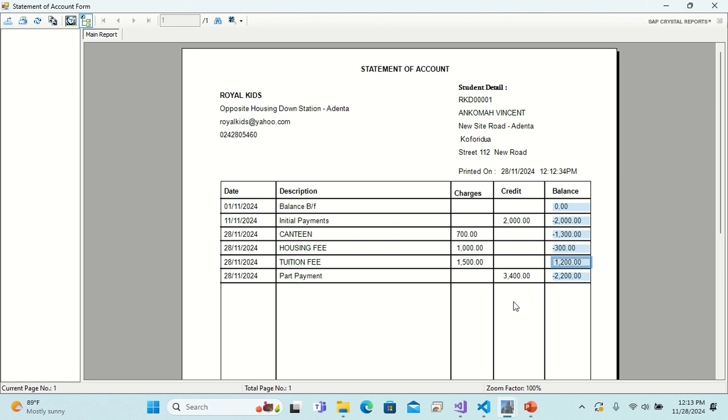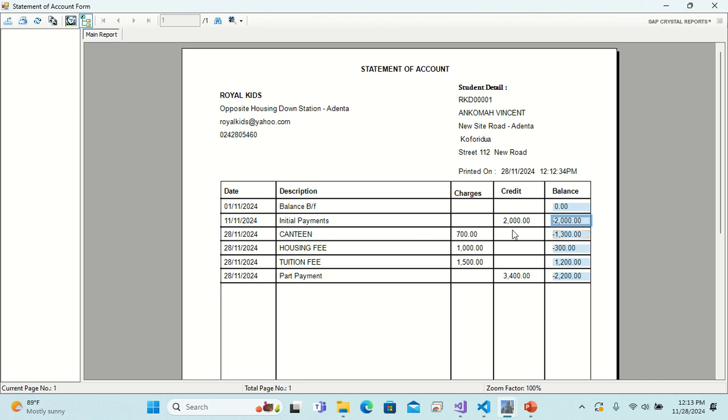Okay, so basically this, their balance is in negative. Okay, they, after paying this 3,400. Okay, so this payment they made, some 2,000 at the start when they were being admitted, and that came here.